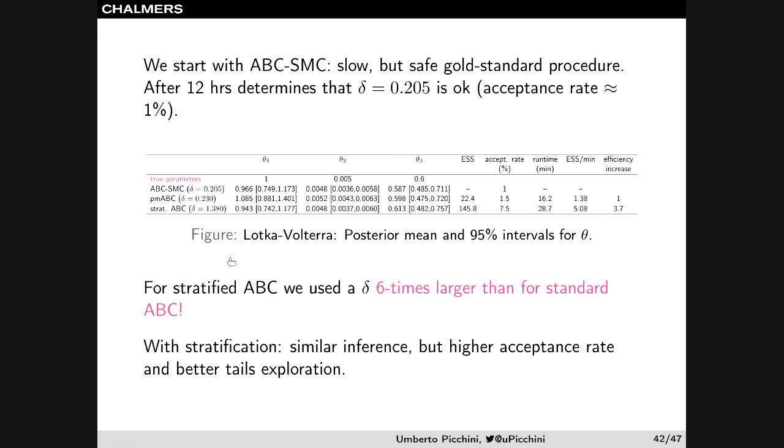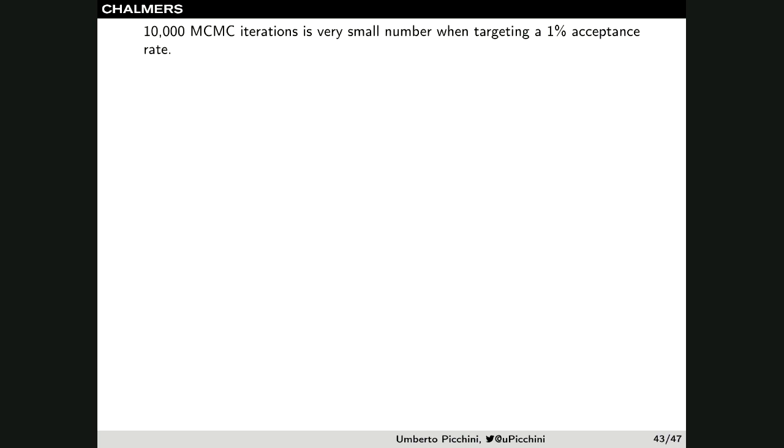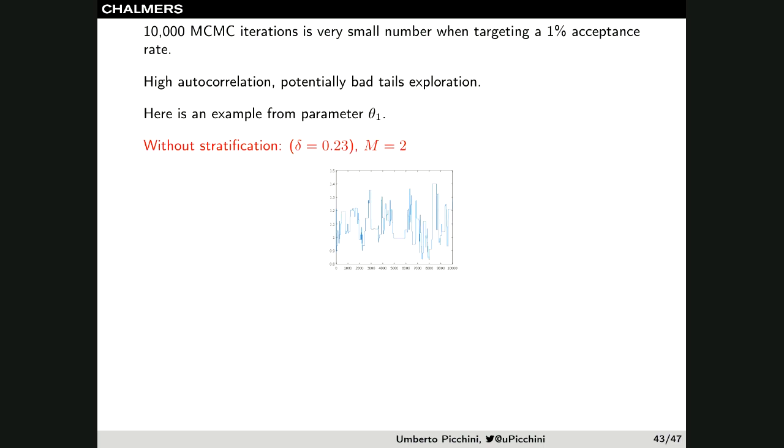So I'm going to conclude quickly. Well, not quite, but almost. Here I just show you what happens with 10,000 MCMC iterations without stratification. Without stratification, this is what we obtain. This is a sticky chain with m equal to 2 and a small delta. This is what you typically obtain.